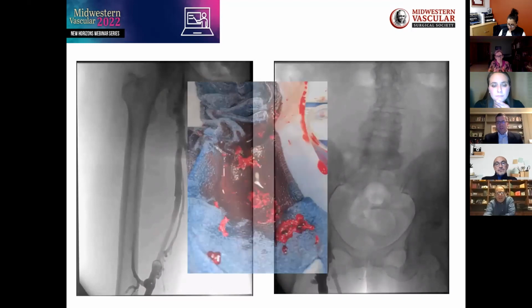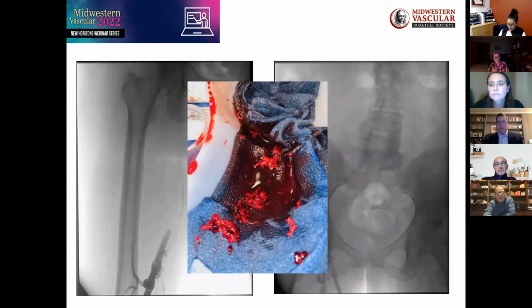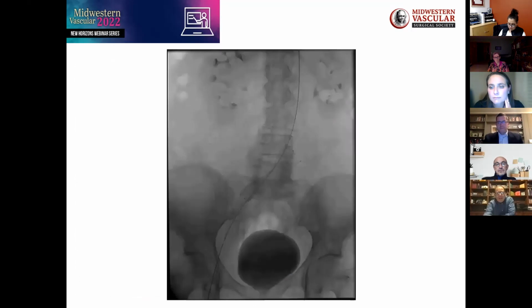We used the Inari ClotTriever and was able to, after about 6 passes, remove a significant amount of acute and what appears to be organized thrombus here. We used intravascular ultrasound to confirm the presence of a greater than 50% reduction in the diameter of the common iliac vein by compression of the artery.